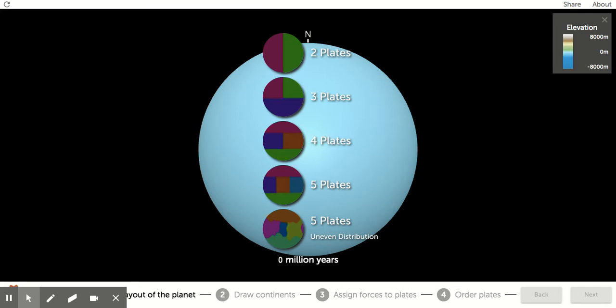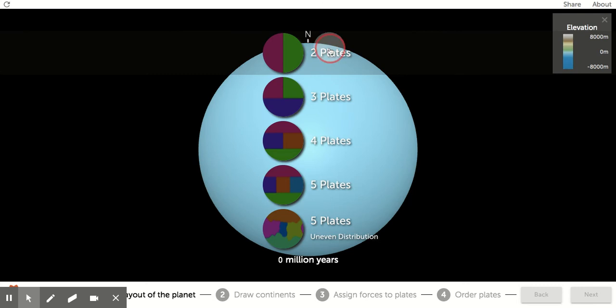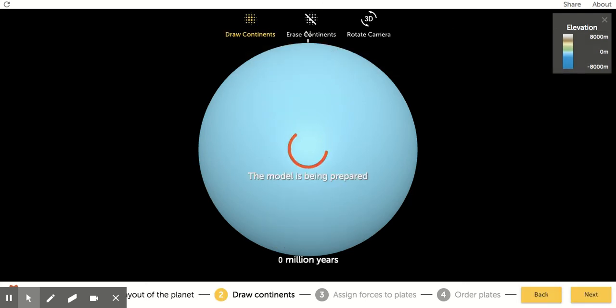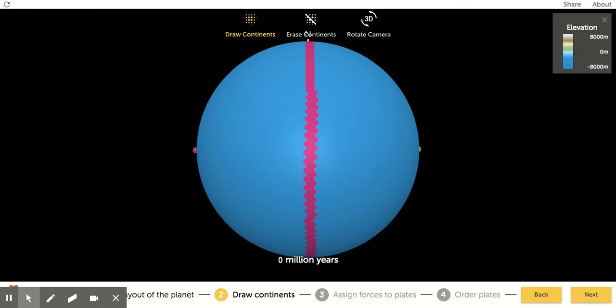Okay, so first start here, we're going to hit two plates. It'll take a second here to pop up. It's taking a while for it to prepare it. There it is. All right, so we have two plates. Now, we're not going to draw continents on here because we're just worried about oceans, so don't worry about that. So go ahead and hit next.